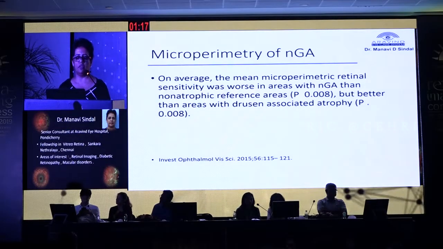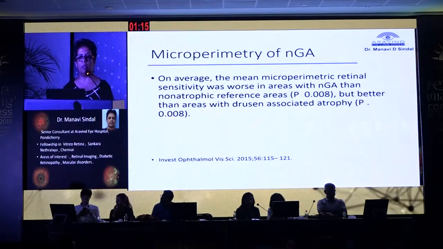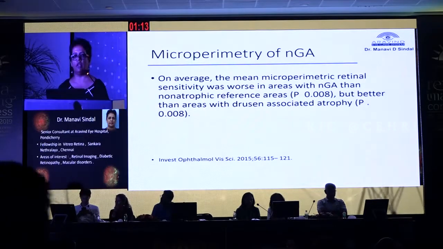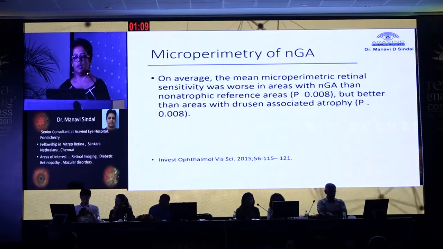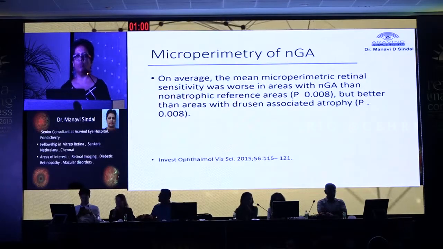So the authors, the same group, went ahead to do a microperimetry in these eyes, and they found that on an average the area of nascent geographic atrophy had the worst sensitivity in an eye, but in those eyes where there was a definite area of atrophy, those were the points which had a lesser sensitivity.